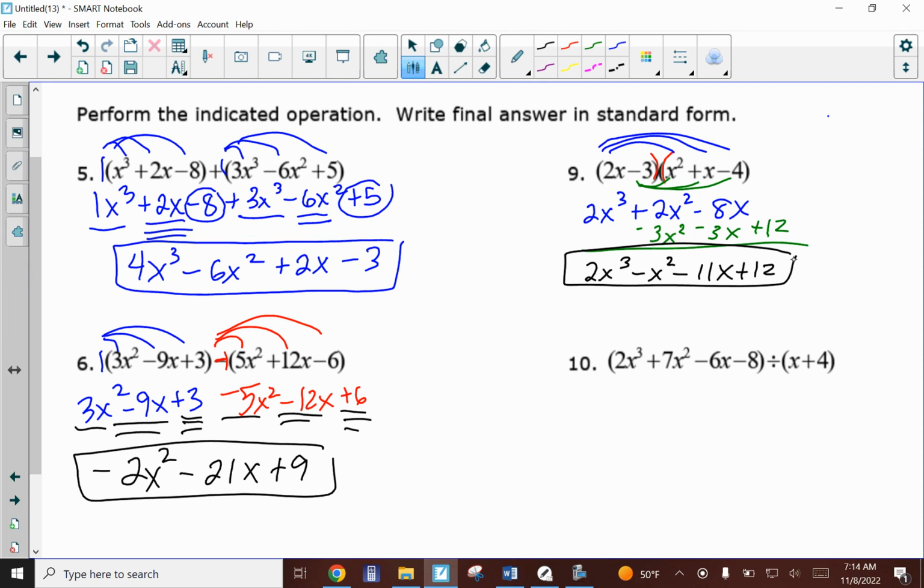Okay, the next one is a division problem. You can do this a couple of different ways. If you want, you can use the long way, or you can use synthetic division. Synthetic division only works when this is x to the first power and there's a 1 in front.